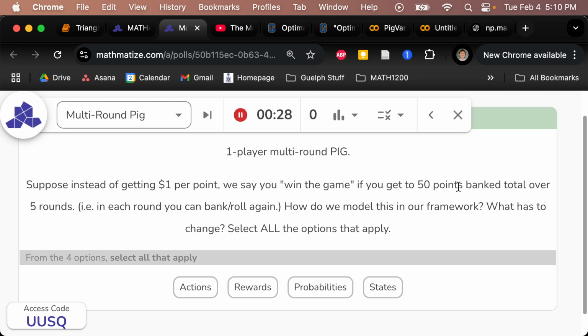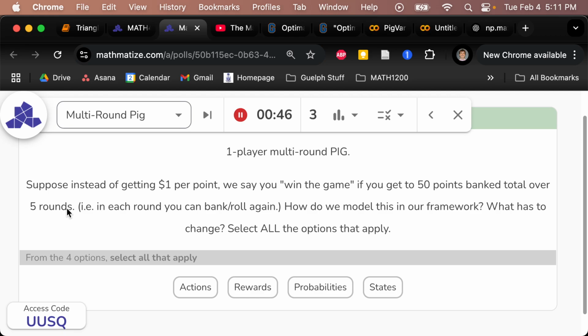Like you roll again if you're below 50, and you stop if you're at 50, right? There's nothing to do. But in 5 rounds, then it's like strategy. How aggressive should I be? If I get 20 in my first round, is that good enough? Or can I stop at 10? And this will fit our framework, but we have to change some things.